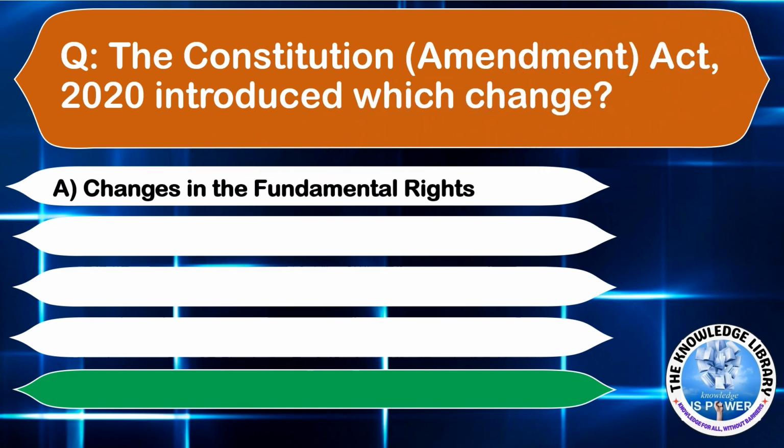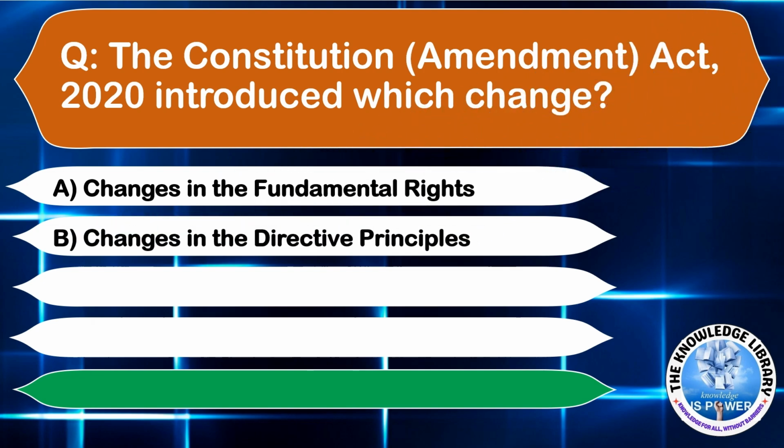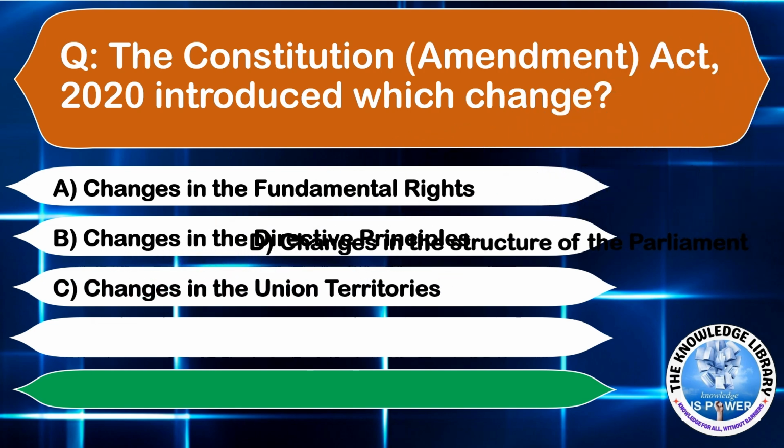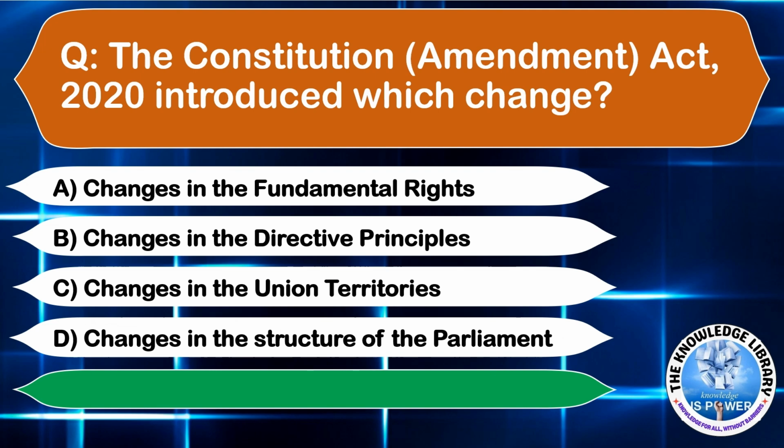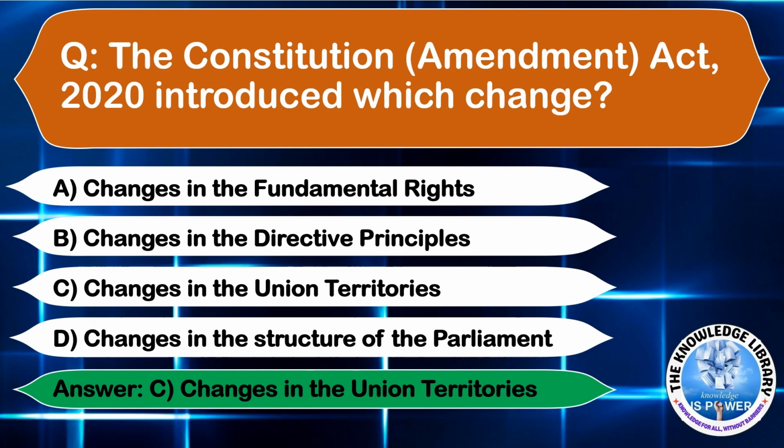The next question is, the Constitutional Amendment Act 2022 introduced which change? Option A, changes in the fundamental rights, option B, changes in the directive principles, option C, changes in the union territories, option D, changes in the structure of the parliament. Correct answer is option C, changes in the union territories.